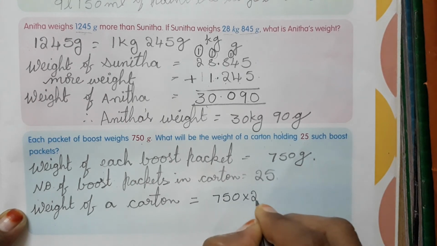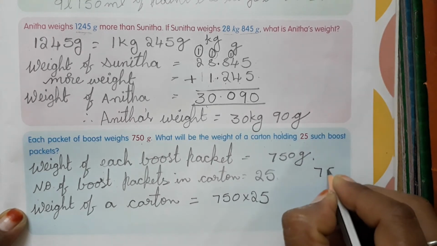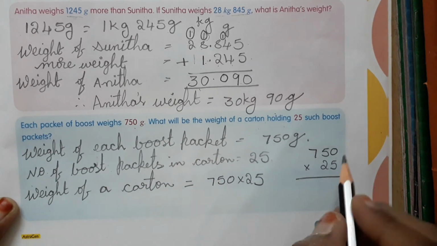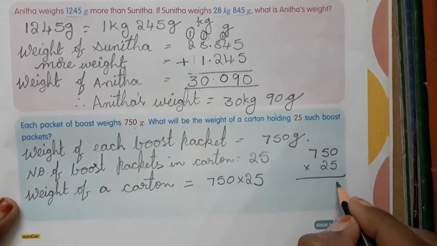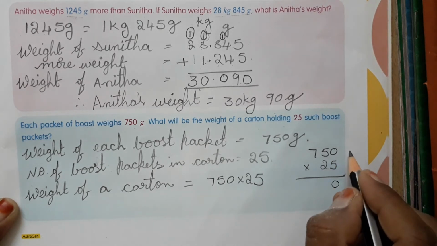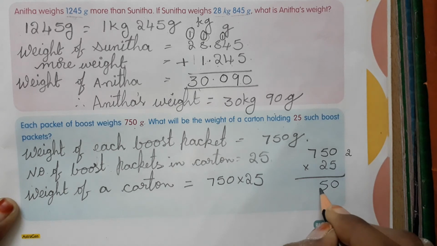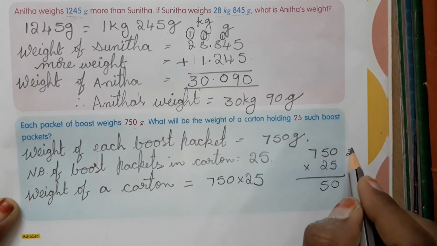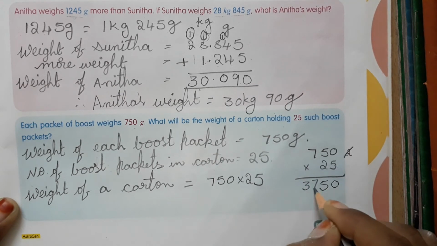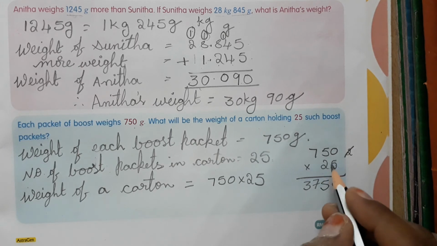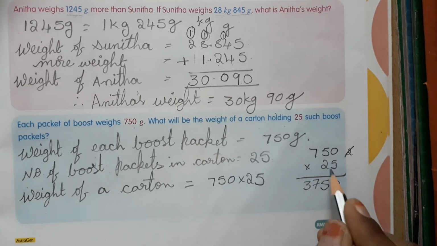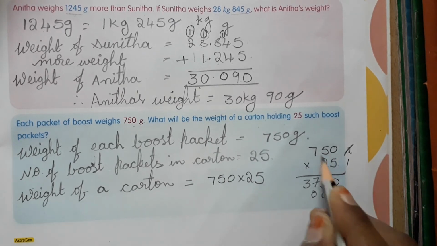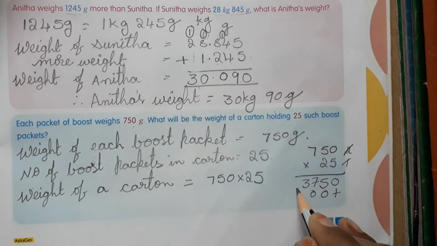750 into 25. So, multiply here 750 into 25. First multiply with the ones place digit. 5 zeros 0. 5 5s are 25. 2 carry forward, 5 is in answer place. 5 7s are 35. 35 plus 2, 37. Now next multiply with the tens place digit. So don't write under the ones place. 2 zeros are 0. 2 fives are 10. 2 sevens are 14. 14 plus 1, 15.